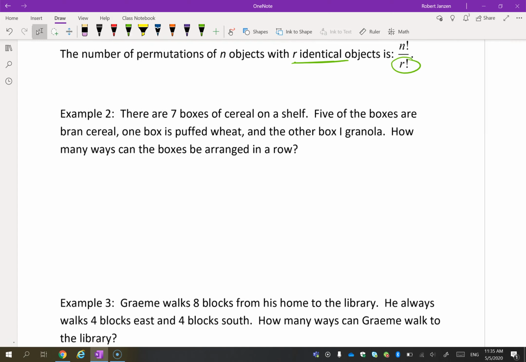So example number 2. I always laugh at this example. When we first made these notes, Mr. Favoni and I did them together, and this was one of his questions. I feel sorry for him in isolation right now, because if on his shelf he has 7 boxes of cereal and 5 of them are bran, that's sad. That's very sad. And to make things worse, look at what the other 2 are. Puffed wheat and granola. I'm telling you, I don't want to go to Favoni's house for breakfast. There's no Fruit Loops, there's no Frosted Flakes, nothing tasty. It's crazy.